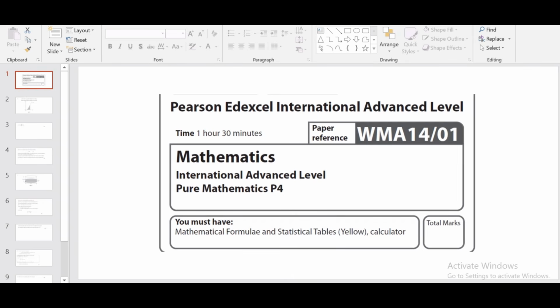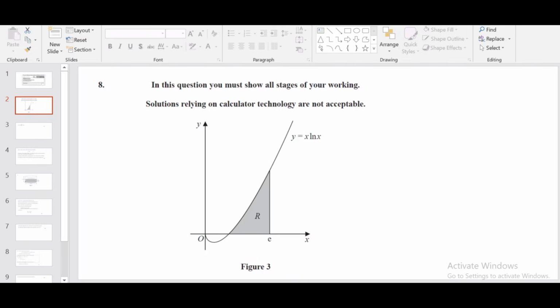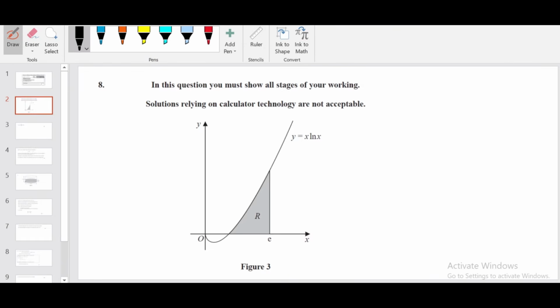Here we are solving the Pure Math 4 October 2021 paper. In part 1 and part 2 we have looked at questions 1 to 7. Let's start question number 8. We have a figure given. The function is y equals x ln x.